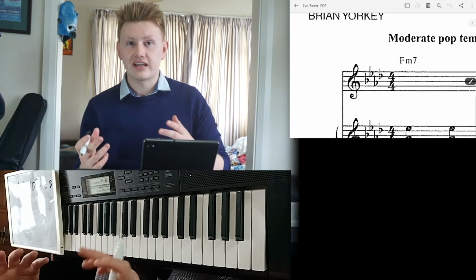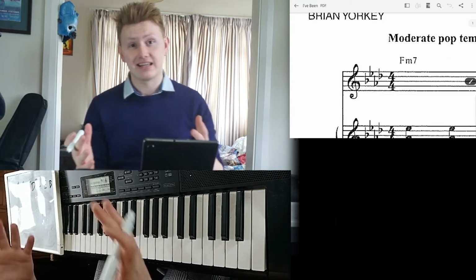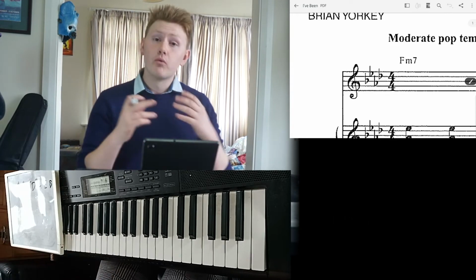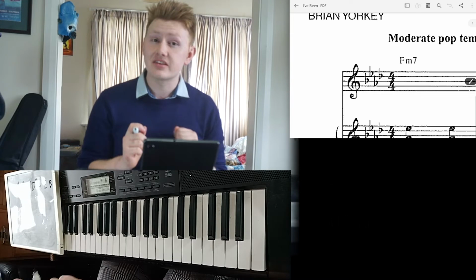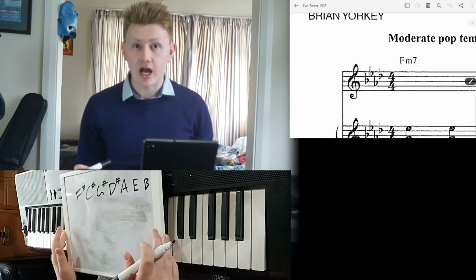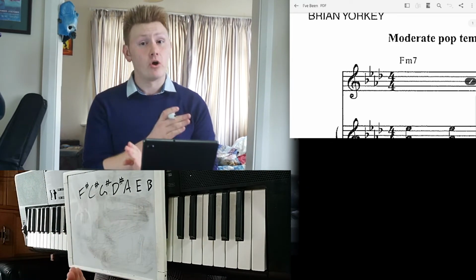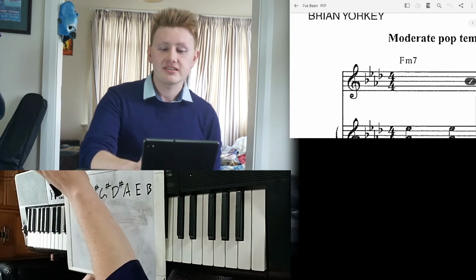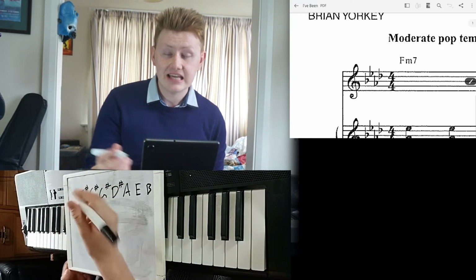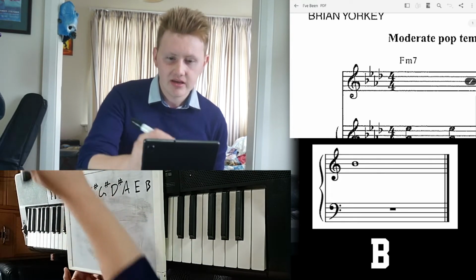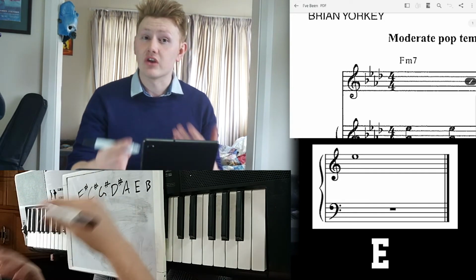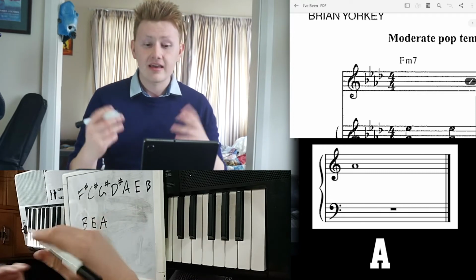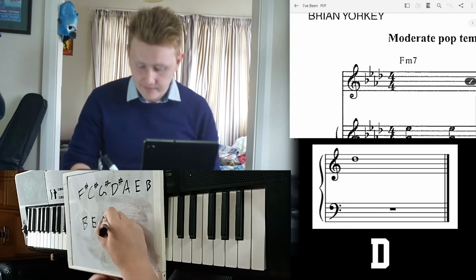If, however, we're looking at a song that has flats in the key signature instead of sharps, the way that we work it out is slightly different. The order is the same as the order of sharps, except it's reversed. So if you notice, this first flat is on B. The next flat is on E. Next one is on A. The one after that is on D.